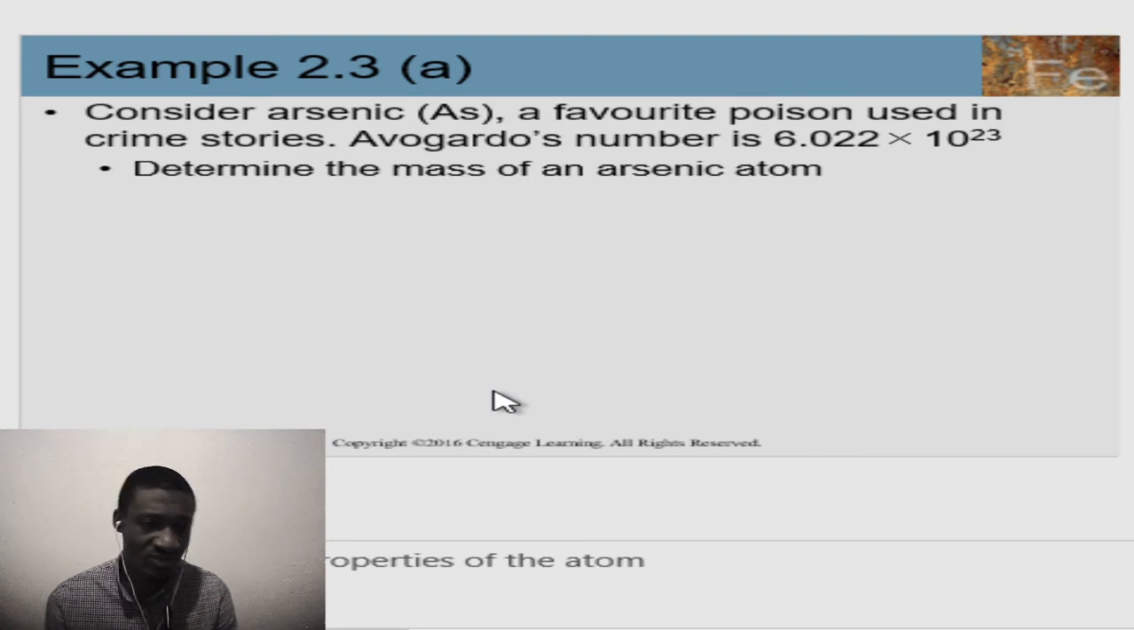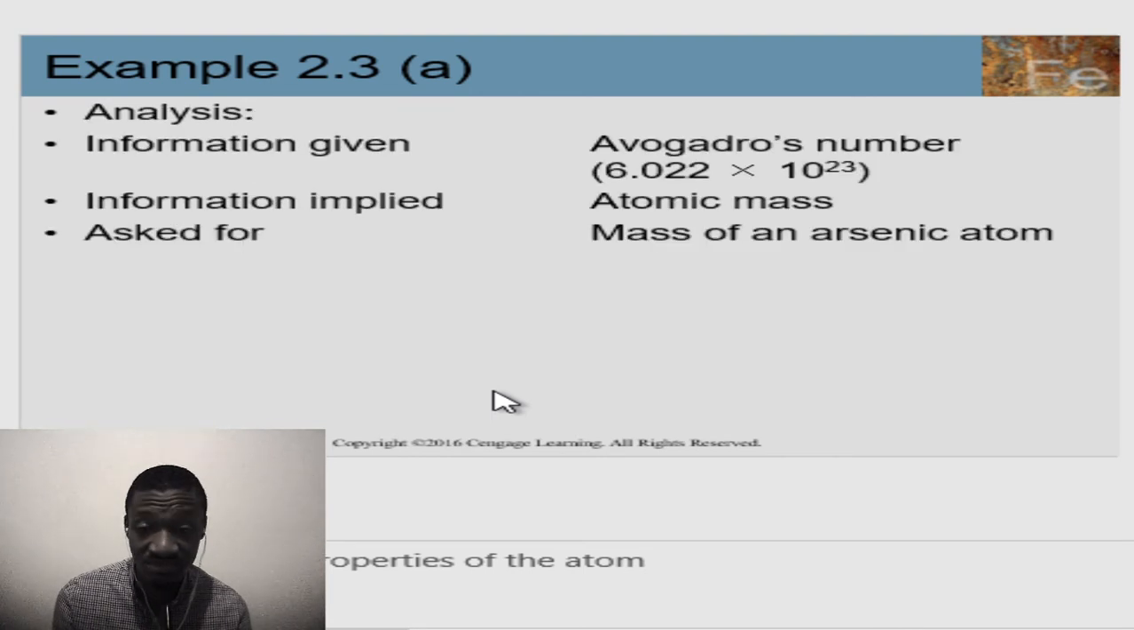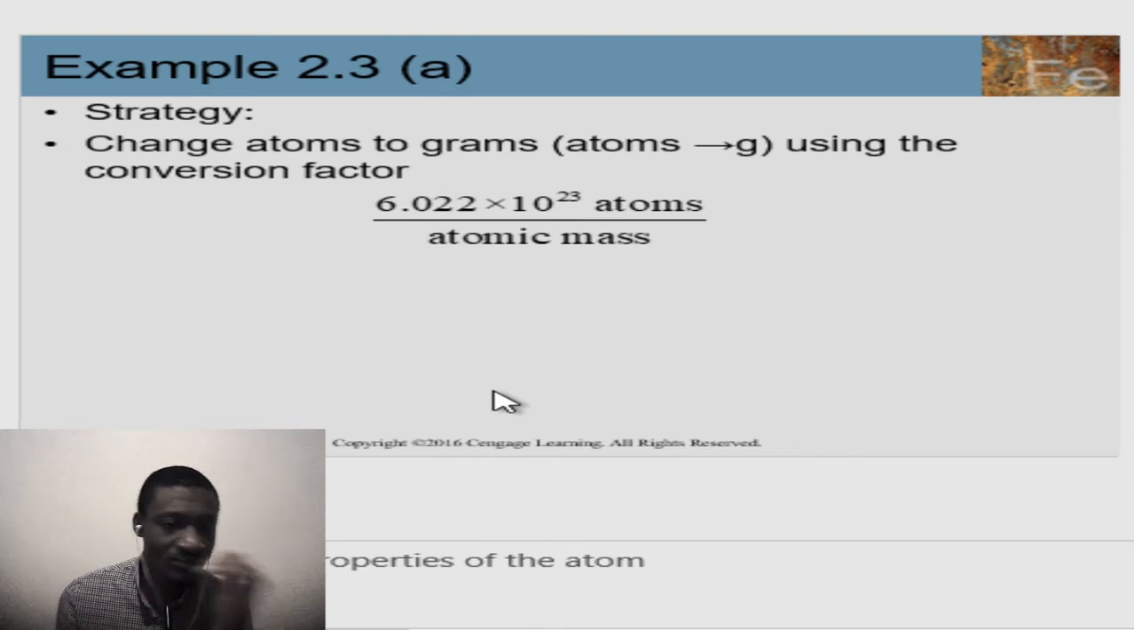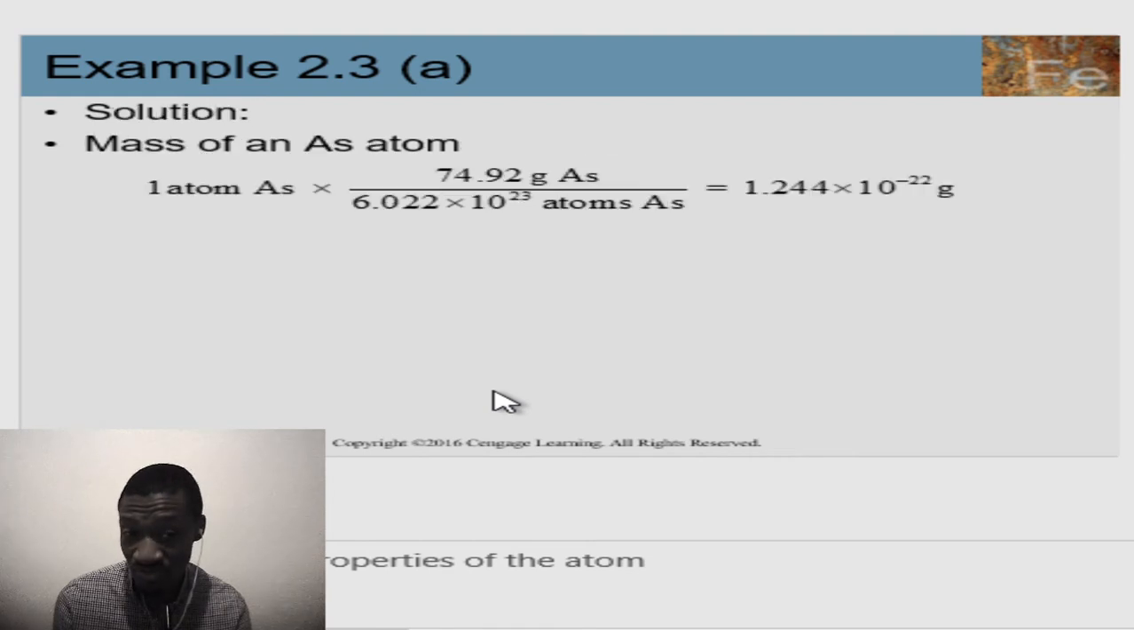So Avogadro's number is given as the usual 6.022 times 10 to the power of 23, and we're asked to determine the mass of an arsenic atom. Let's do this one, because for some people it will be difficult to walk through. Notice that the conversion is such that you're moving from atoms to grams. The conversion factor is Avogadro's number.